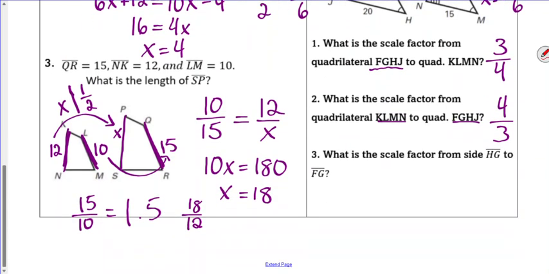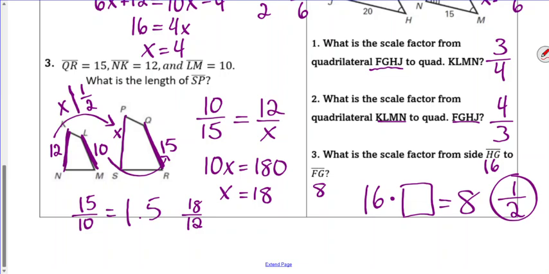All right, last one here. What's the scale factor from HG to FG? Well, HG is 16. FG is 8. So we're thinking about 16 times something to equal 8. Well, that has to be 1/2. So the order there is going to be important. If you said FG first, then it would be 2. But since we're starting with HG and making our way to FG, you're thinking about what was multiplied by that 16 to get down to 8. Well, that had to be 1/2.